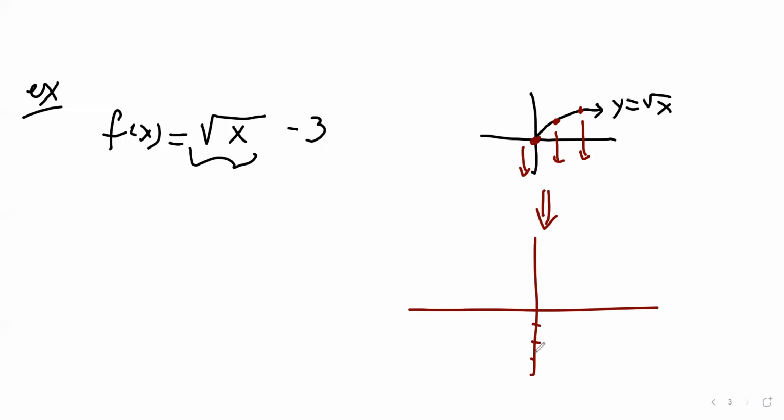So 1, 2, 3. So this is the vertex. This is the starting point. And then every point moves down. So therefore, you're going to have a point right here. So the graph will look like this.